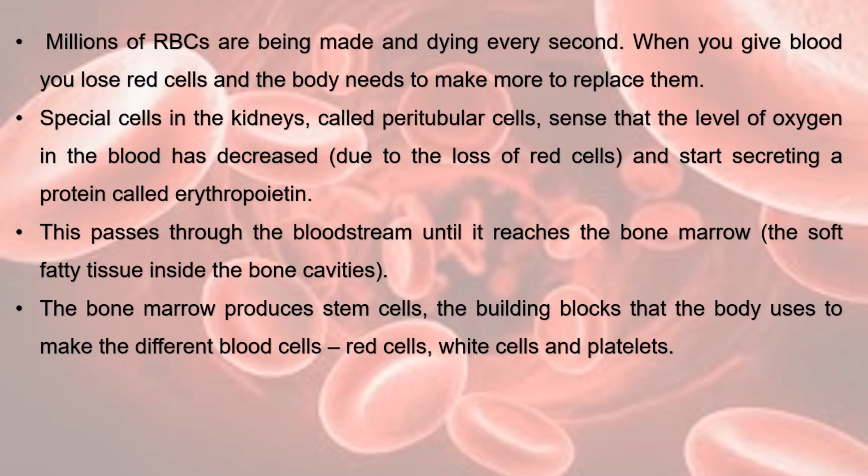Millions of RBCs are being made and dying every second. When you give blood, you will lose red cells and the body needs to make more to replace them. Special cells in the kidney, called the peritubular cells, will sense that the level of oxygen in the blood has decreased and will start secreting a protein called erythropoietin. This passes through the bloodstream until it reaches the bone marrow, and the bone marrow produces the stem cells, which are the building blocks that the body uses to make the different blood cells like red cells, white cells, and the platelets.